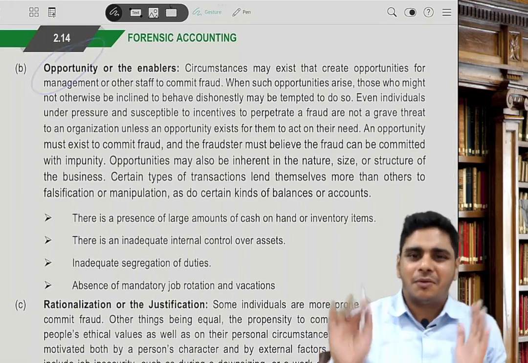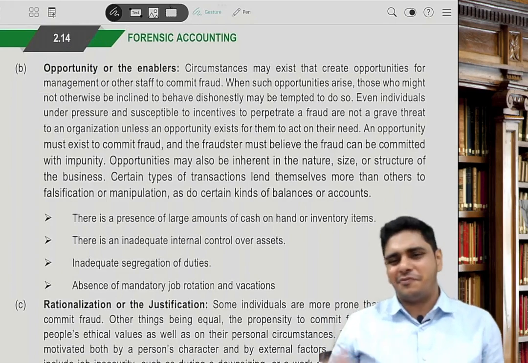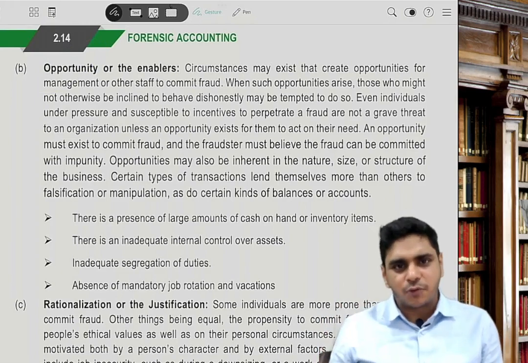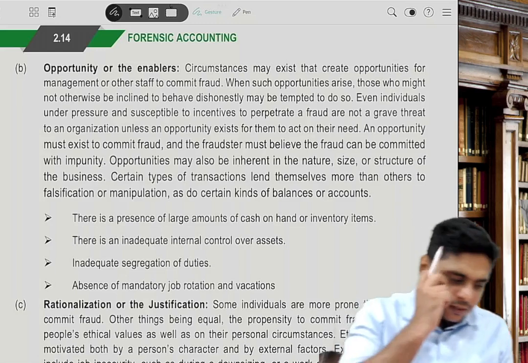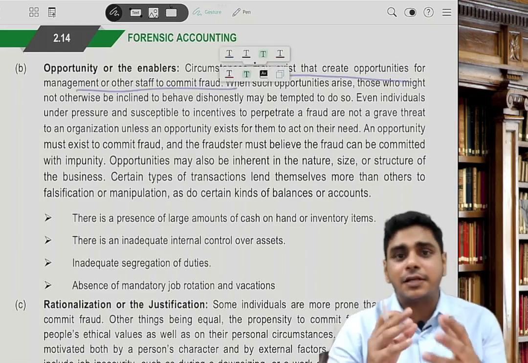My boss will not come; he comes like once in a month or maybe quarterly. I have full record, full access to everything. I can do it. So circumstances may exist that create opportunity for the management or other staff to commit a fraud. That is basically a loophole.